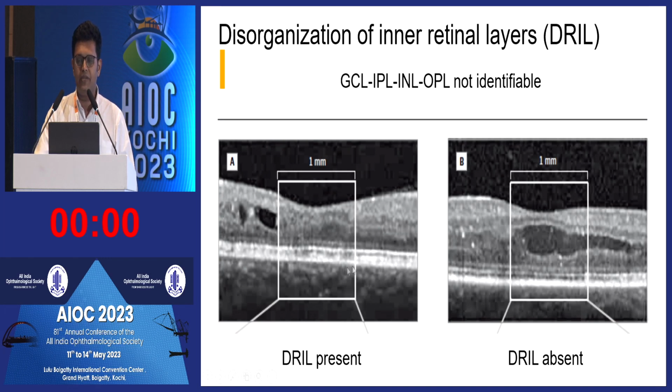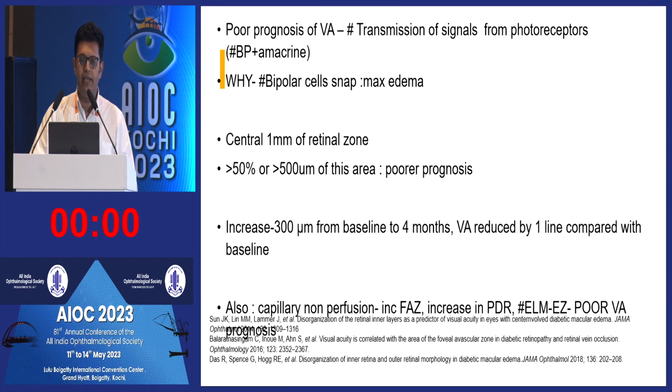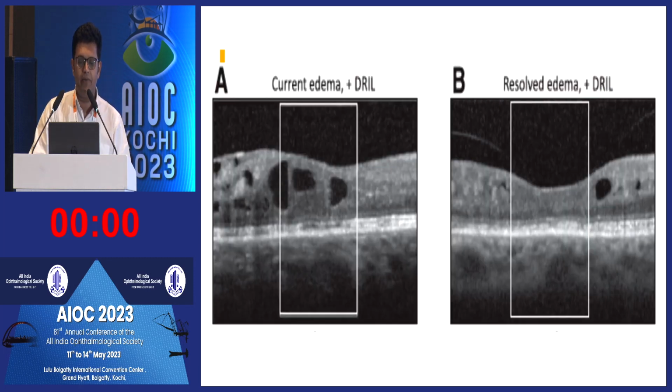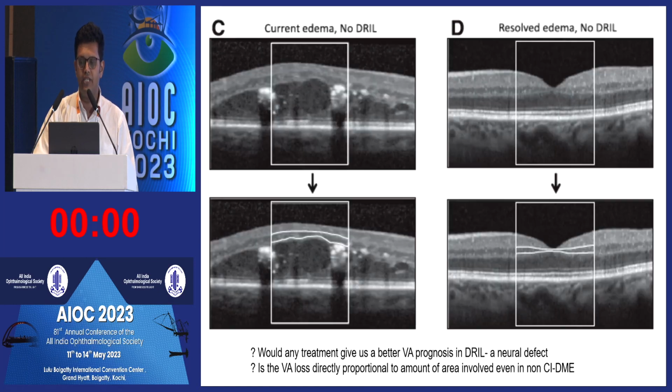One is the presence of DRIL, where there is parallelism which is lost in the inner retinal layers, and they signify that there is poor vision, especially if the DRIL is present within the 1 millimeter central retinal zone. And this is all because of the neural retinal disorganization which happens in patients with resolved edema, which is a marker of visual acuity, especially in cases of recurrent macular edema. So you can see the DRIL here, where there is macular edema and the DRIL, but the DRIL basically has to be diagnosed when the macular edema is resolved, where you see that there is no parallelism present between these layers.